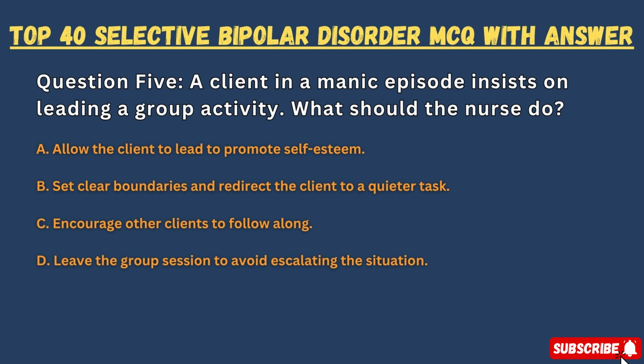Question 5. A client in a manic episode insists on leading a group activity. What should the nurse do? A. Allow the client to lead to promote self-esteem. B. Set clear boundaries and redirect the client to a quieter task. C. Encourage other clients to follow along. D. Leave the group session to avoid escalating the situation.